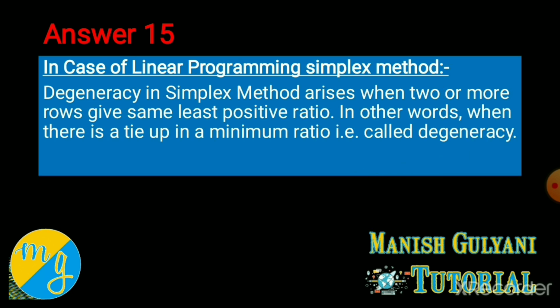Now what's the meaning of degeneracy in case of the LP simplex method? When there's a tie in the minimum ratio. Minimum ratio means the last part of your table, the simplex table. When there's a tie in the minimum ratio, that's the case of degeneracy. Means when two or more rows give the same least positive value, least ratio, when there's a tie in the minimum ratio, that's called degeneracy. Now the procedure for resolving degeneracy in the simplex method.